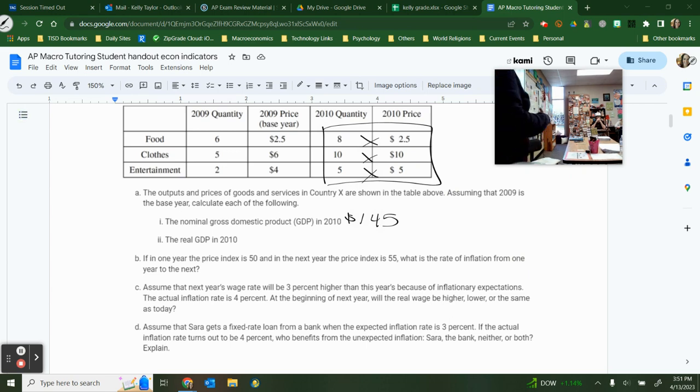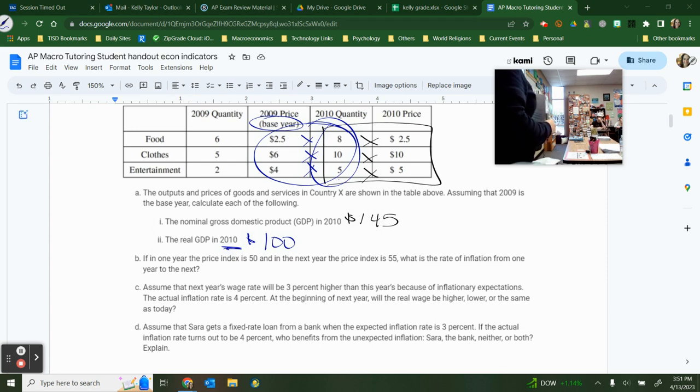But real means that you take the quantities of the year you were talking about, which is 2010, which are these quantities right here, 8, 10, and 5. But the prices of whatever they say is the base year. They also say in the table what the base year is, and it's 2009. So it's the quantities of the year you're discussing, but the prices of the base year. So then it's 2.5 times 8, plus 6 times 10, plus 4 times 5, and that's going to give you a grand total of $100. So nominal was 145, but adjusted for inflation, it was 100.